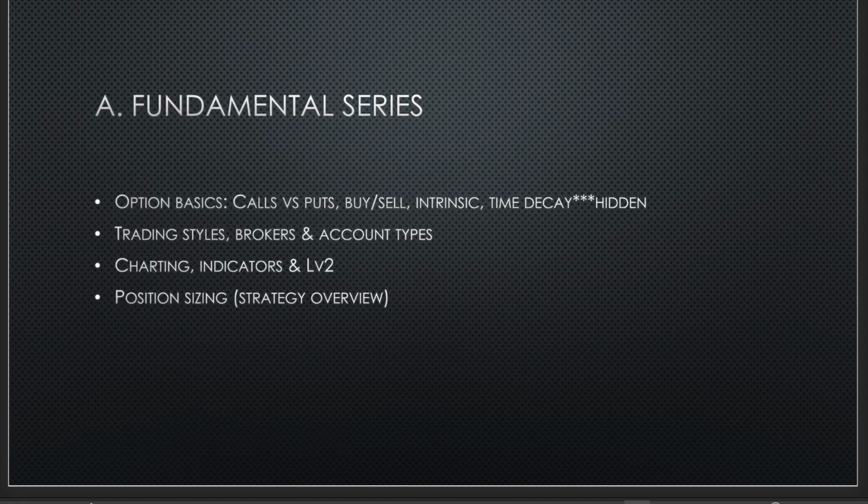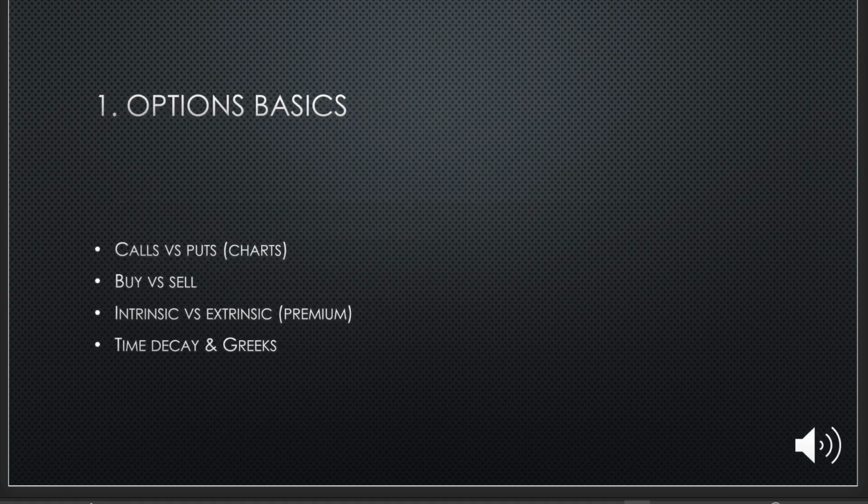Now in the fundamental series, we will look at option basics such as calls and puts, buying and selling, intrinsic value, time decay. We cover trading styles and brokers and account types, charting and indicators, as well as level 2 quotes and position sizing. So let's go ahead and get started with option basics. Option basics, of course, we know there are calls and puts. You should really be familiar with what those are and how they work, and specifically the charts of what they look like.